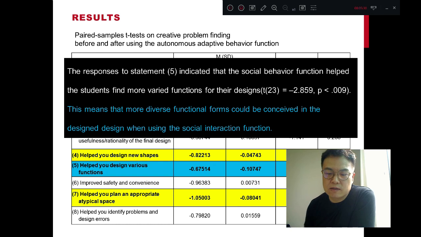In response to statement 5, the social behavior function helped students find more various functions for their design, and this means more diverse function forms could be conceived in the design when using social interaction functions.